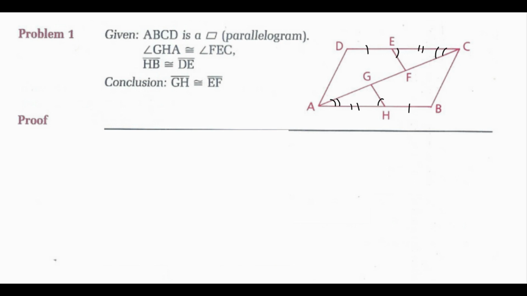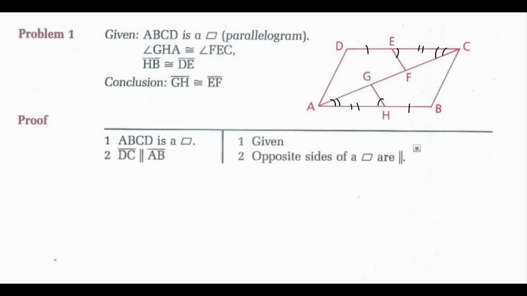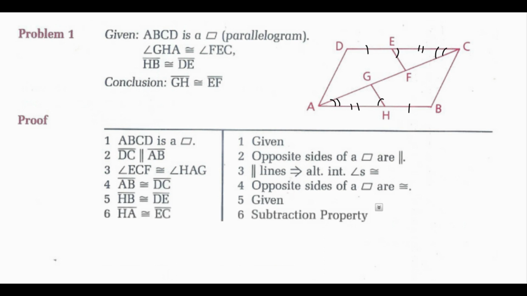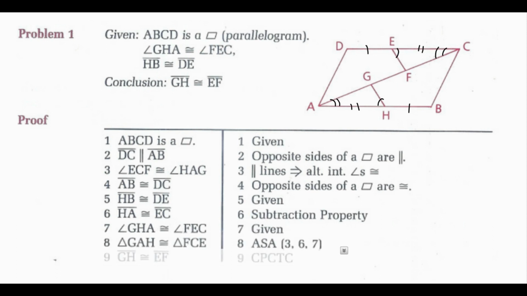So listing these in my statements and reasons, I'd have my first given, ABCD is a parallelogram, then DC is parallel to AB, or I could say AD is parallel to CB. Opposite sides of a parallelogram are parallel. Then angle ECF was congruent to angle HAG, because if I have parallel lines, then alternate interior angles are congruent. Then AB is congruent to DC because opposite sides of a parallelogram are congruent. Then I had my third given of HB congruent to DE. Then I used subtraction property to show that HA was congruent to EC. Angle GHA is congruent to angle FEC was my second given. My triangles were congruent by angle side angle. And then GH is congruent to EF by CPCTC.